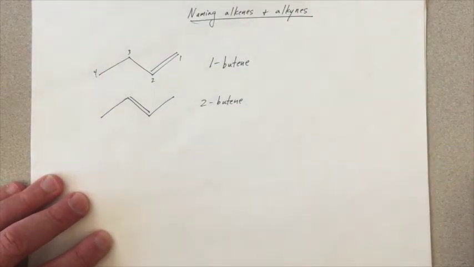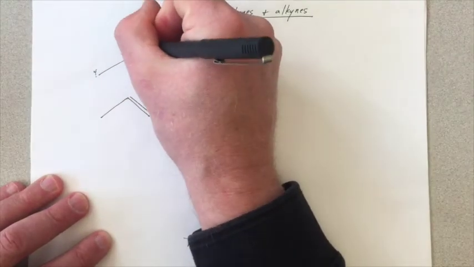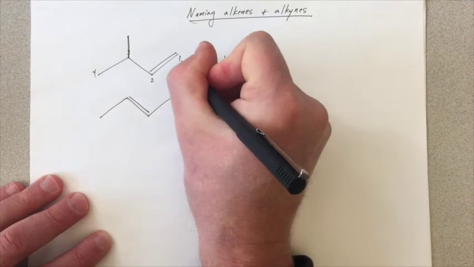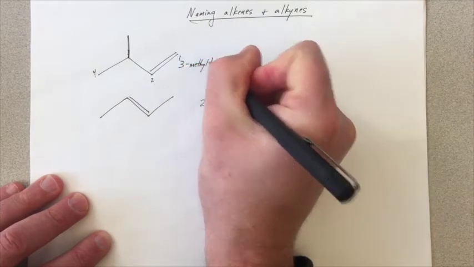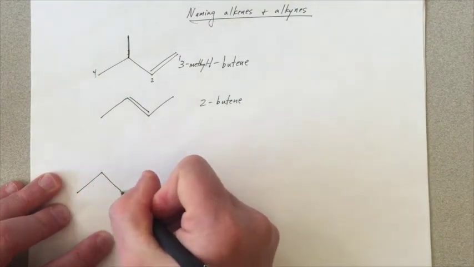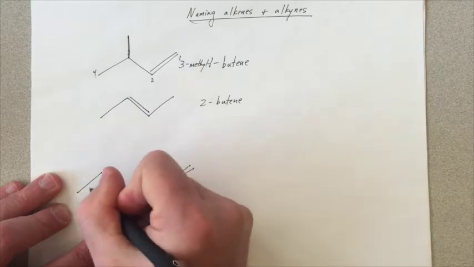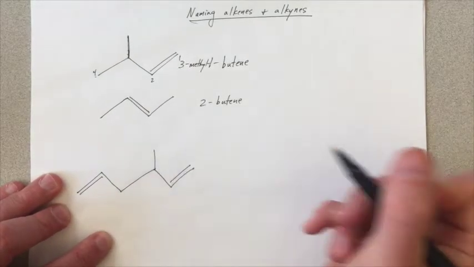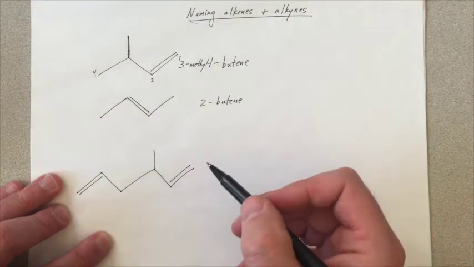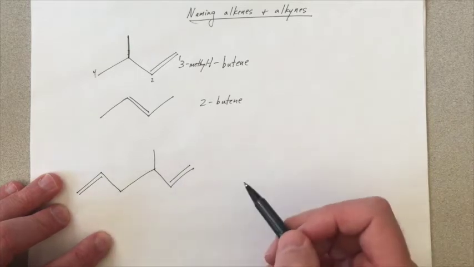Now, the rest of the nomenclature for alkenes is really the same as what you learned for alkanes. If I have a branch here, for example, I'm going to call this a 3-methyl-1-butene. If I have a molecule that has 2 alkenes in it, then I don't have an alkene, I have a diene. Just like we have dimethyl groups or diethyl groups, we have a diene here.